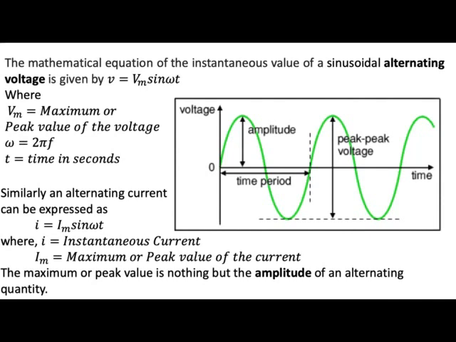Similarly, an alternating current can be expressed as I equals Im sine omega t, where I is the instantaneous current and Im is the maximum or peak value of the current, that is the amplitude of the given current signal.